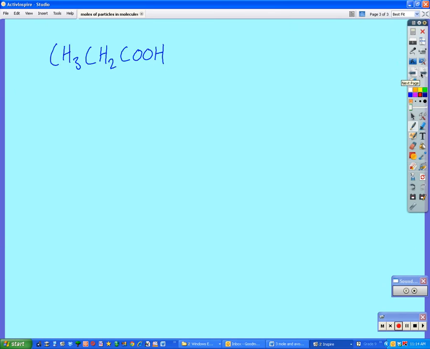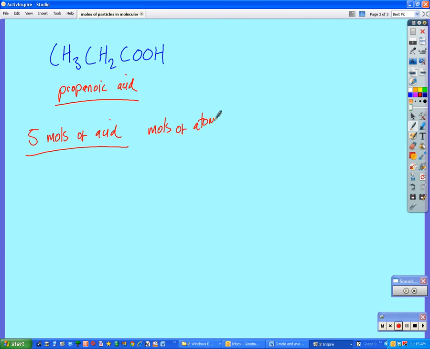Here's a molecule, a complicated molecule. This is, well, if you're in my IB class, you know, I hope, that this is propanoic acid. What if we had 5 moles of propanoic acid? 5 moles of the acid. How many moles of atoms? Think about that for a moment, or even pause. Okay, 5 moles of atoms.